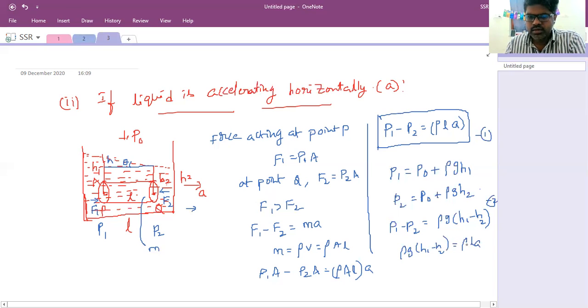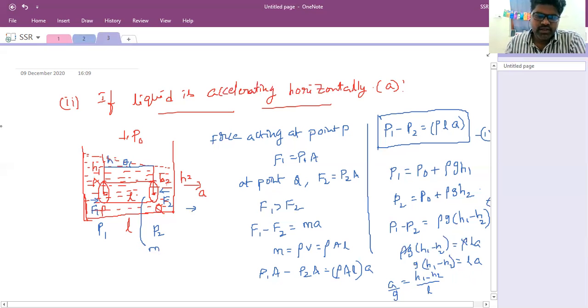Then rho cancels. Then g into H1 minus H2 is equal to L into a. Then H1 minus H2 by L is equal to a by g. That is, a by g is equal to H1 minus H2 by L.